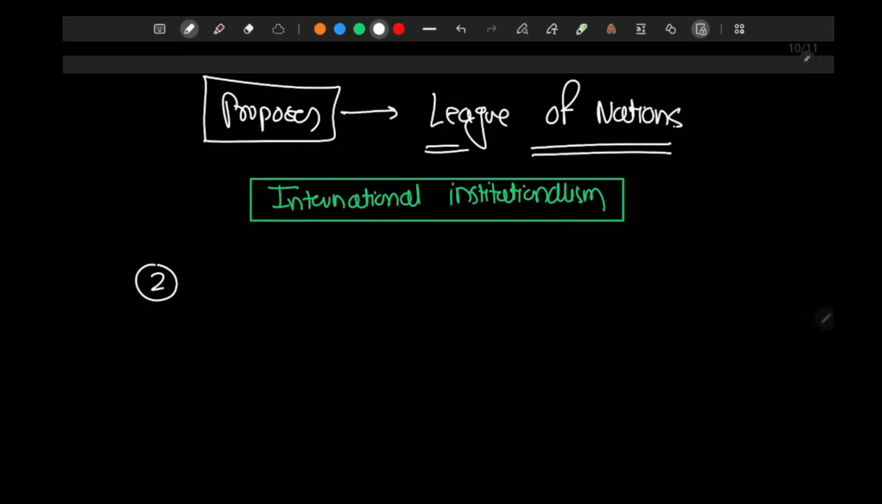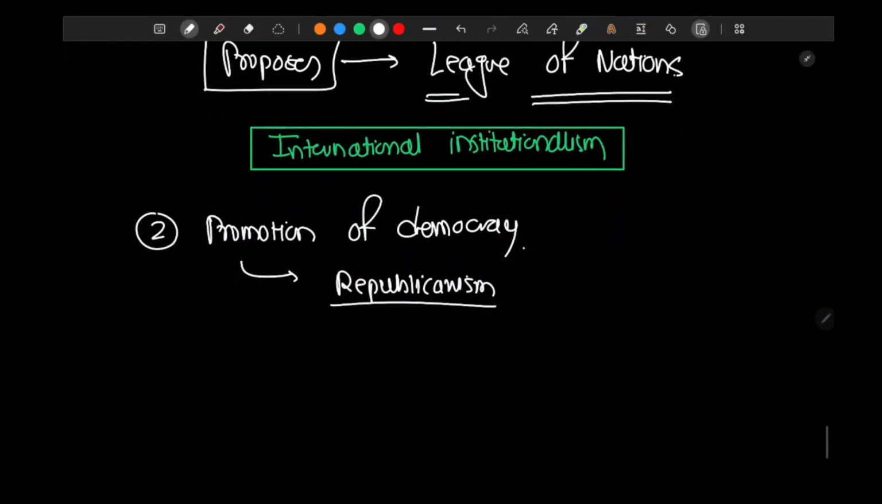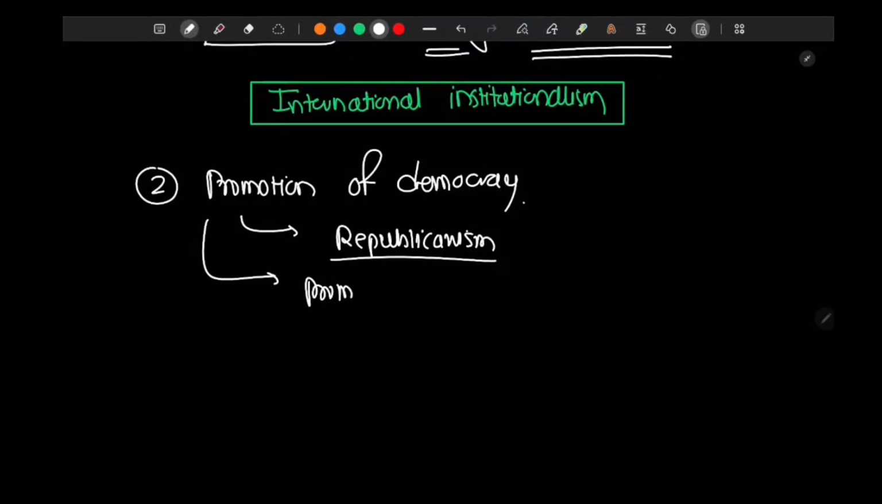The second principle is promotion of democracy. Why? Remember Kant's principle of republicanism, that democracies don't go to war because there is public pressure on them, right? Promotion of democracy. Democracy, because there is promotion of human rights in democracy as well. Promotion of human rights. Why did this concept come? Because nearly 22 million people died during World War One.